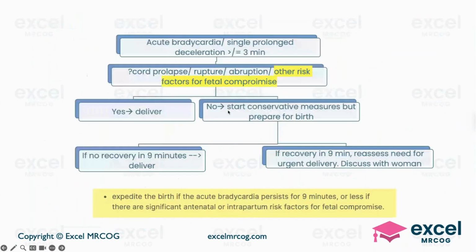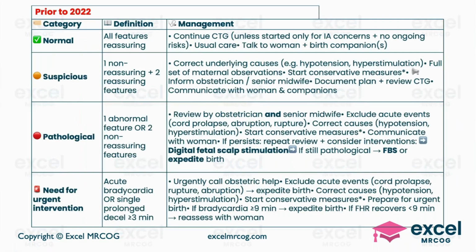Clear? So at 3 minutes, start taking action. At 9 minutes, expedite birth. At 3 minutes, start informing. At 6 minutes, shift. At 9 minutes, cesarean. Now, this is prior to 2022. Don't need to know so much detail about it. It's the older version. The only difference I want to show you is what happened here when it is pathological.